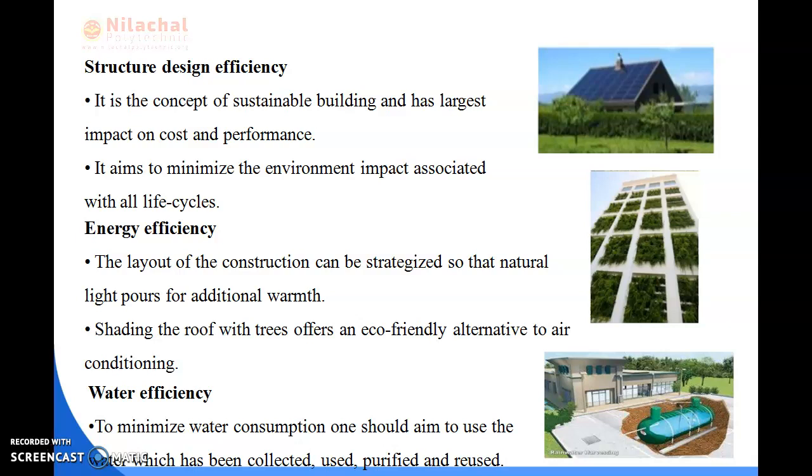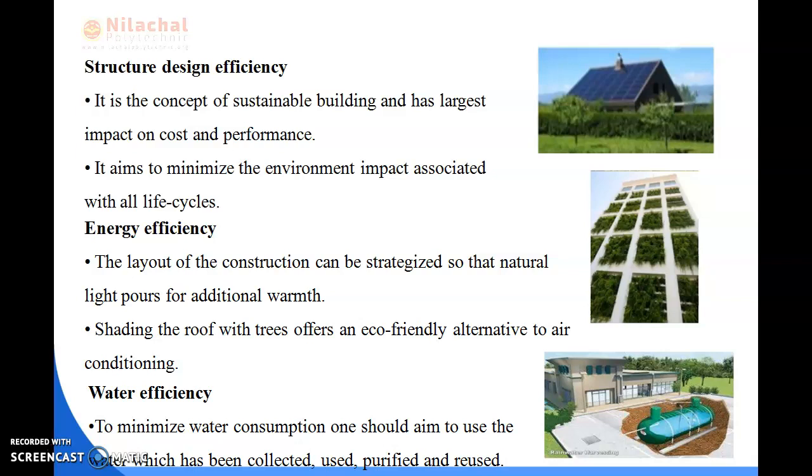Next is energy efficiency. The layout of the construction can be strategized so that natural light pours in for additional warmth. Shading the roof with trees offers an eco-friendly alternative to air conditioning. So you can see this image here. So we can say that shading the roof with the trees offers an eco-friendly alternative to air conditioning.